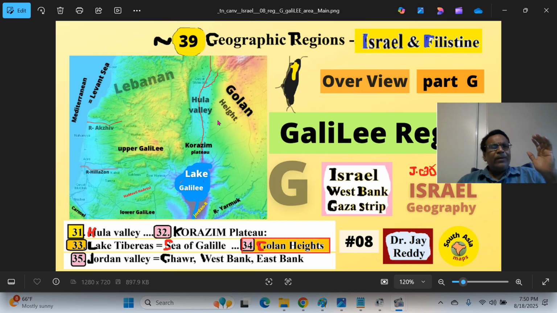And south of the Hula Valley, the river cuts through a plateau region, a little bit of upland region, that is called the Khorazim Plateau. I put the Hula Valley here and the Khorazim Plateau here. And the river falls into Lake Galilee. This is the freshwater lake, whereas the Dead Sea is a saltwater lake.